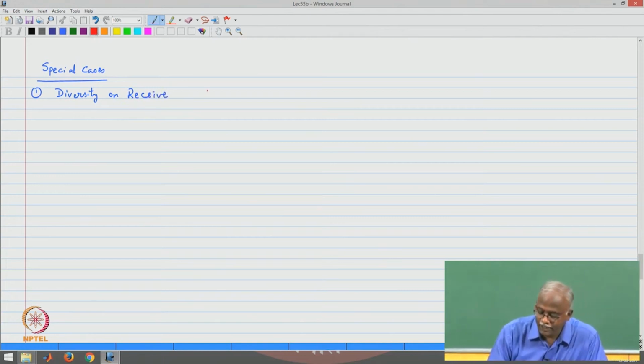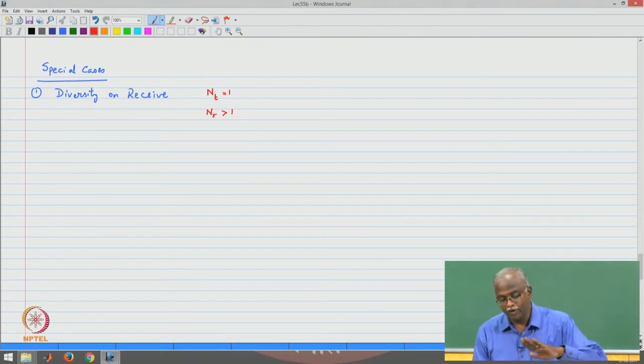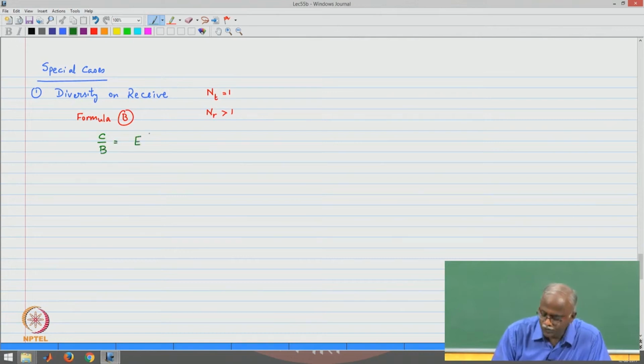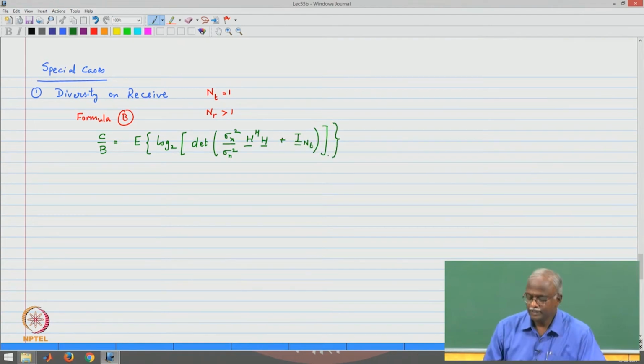So, this would be the case where you would have the number of transmit antennas equal to 1, the number of receive antennas greater than 1, typically 2, 3, 4, any number, and since we have the number of receive antennas greater than the number of transmit antennas, we would have to look at formula B. In the log det capacity, we will look at version B, and version B says that the capacity is given by the expected value of logarithm base 2 of the determinant of sigma x squared by sigma n squared H Hermitian times H plus I n t, close all the brackets. That is the expression that we have.